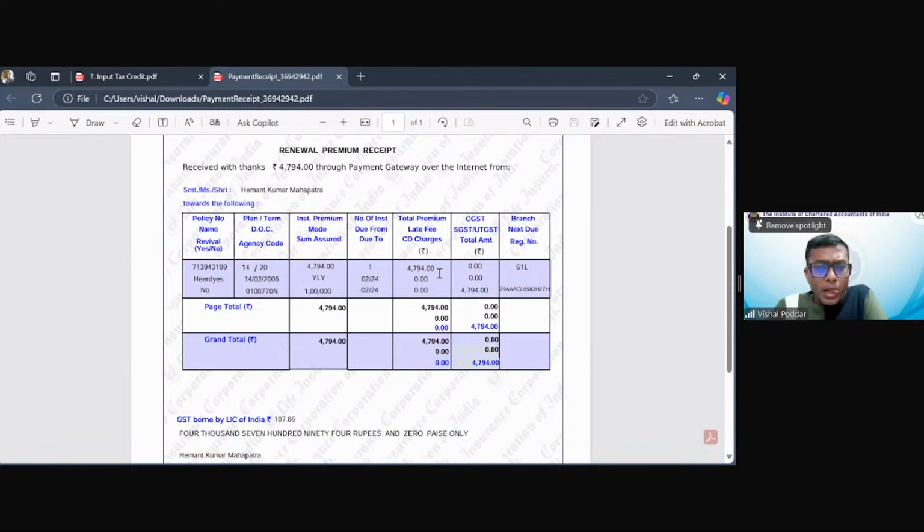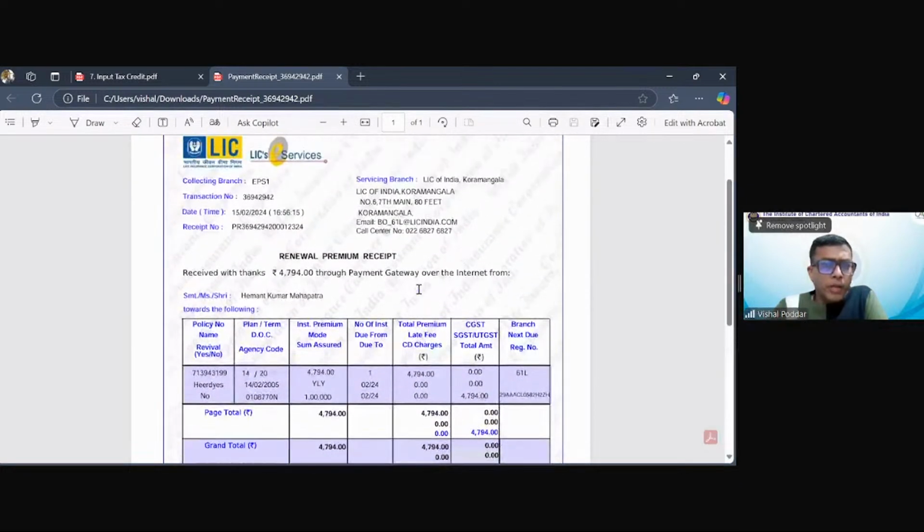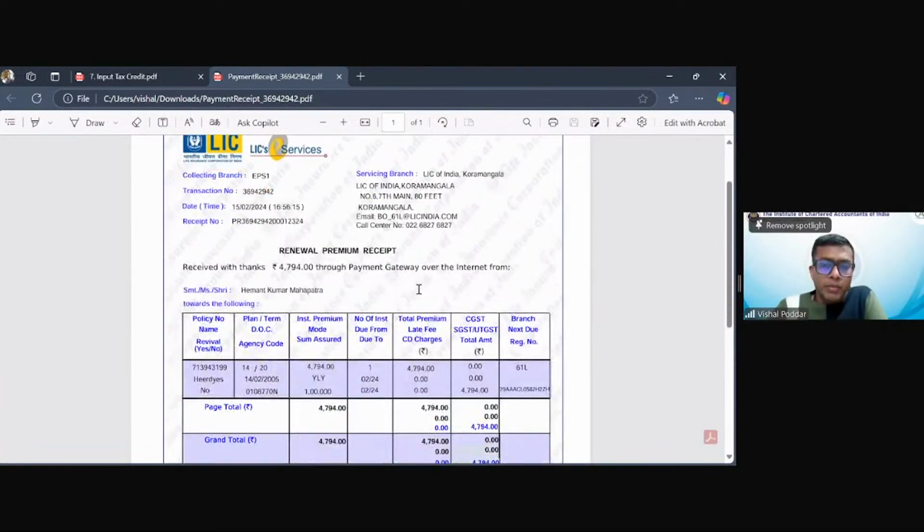Oh, sir, they have said CGST, all that they have said 00. See, I believe it is not zero. It is simply because they have not given the breakup. This is what I believe, because the main question is why they have not given the breakup.